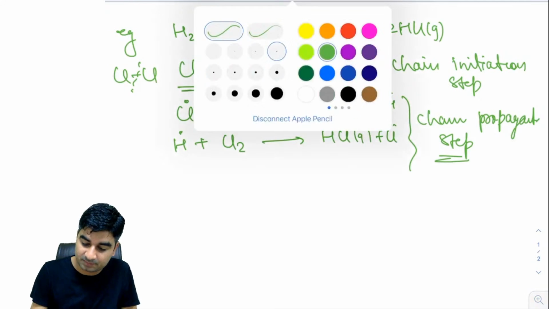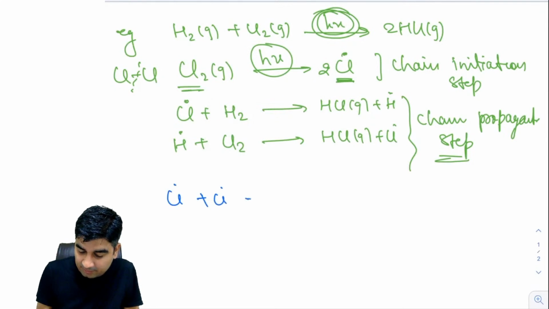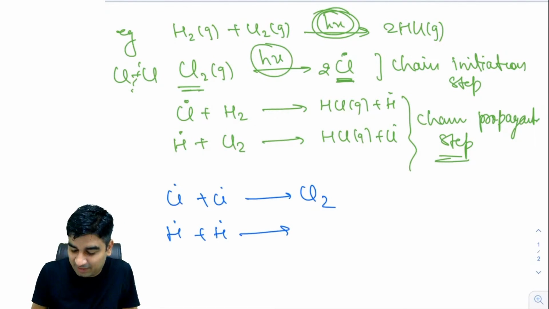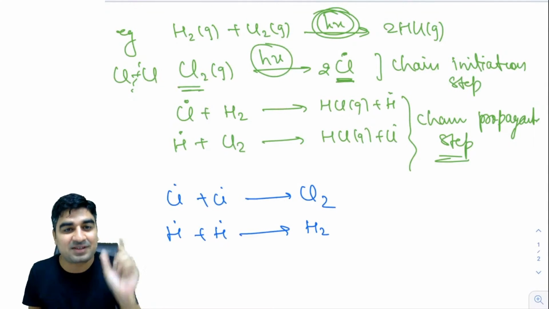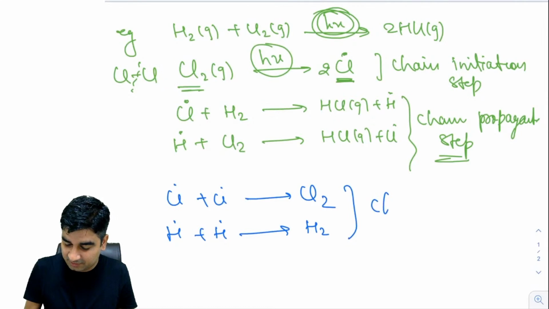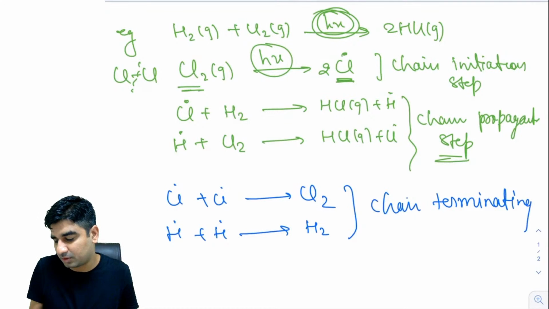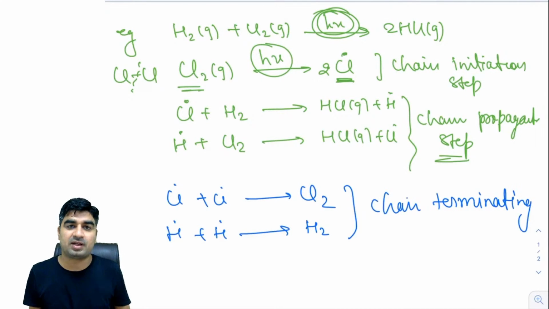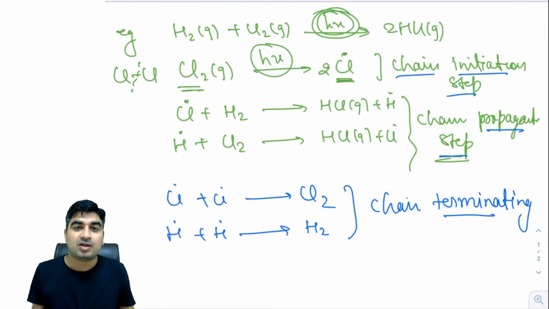I hope you got it. And after this, if Cl dot combines and gives Cl2, this reaction may also happen, and if this reaction happens, we call it chain termination. So these are the terminologies used for a photochemical reaction. First we have chain initiation, then chain propagation, and then chain termination.